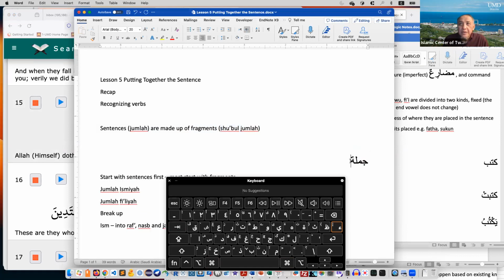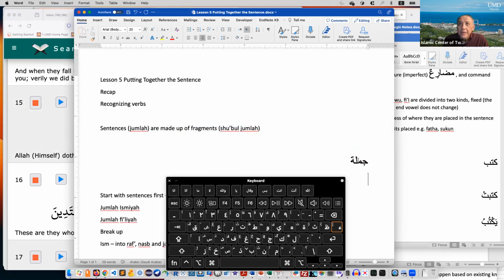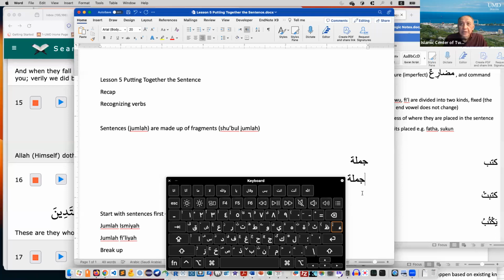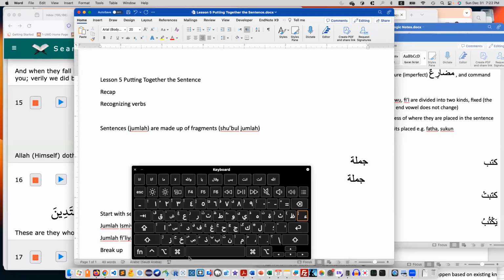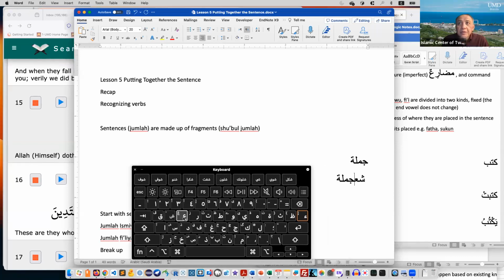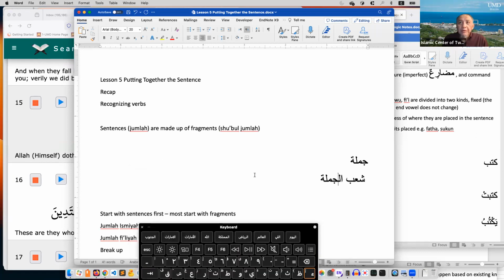So let me just copy that. Brother Abdurrahman, you have to remind me how to spell shu'bul jumla here. I think it's sheen. Shu'bul jumla, right? So sheen, ayn, ba. That should be enough, right? And then we'll put the alif before the alif lam. Okay, so shu'bul jumla, which means fragments.